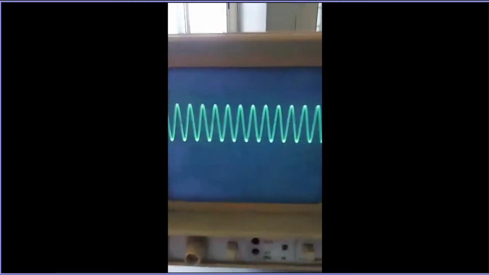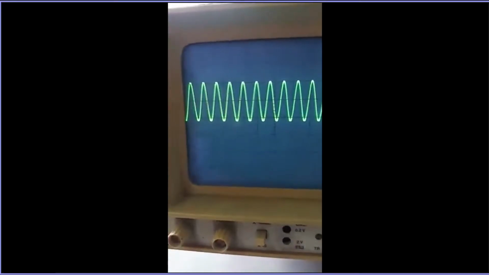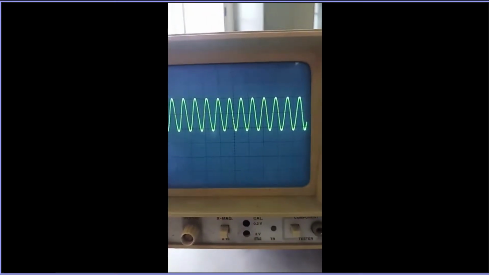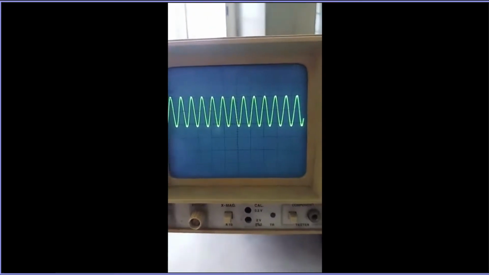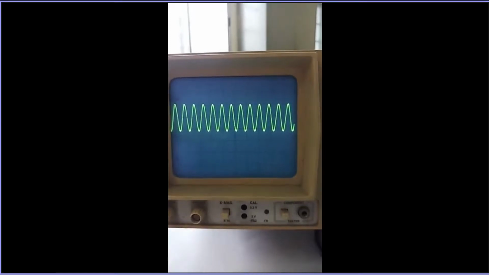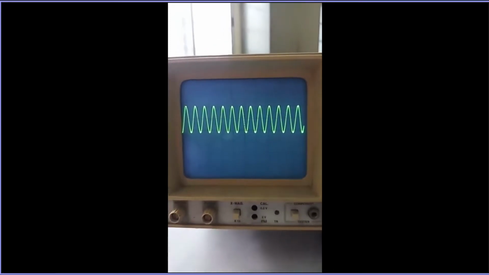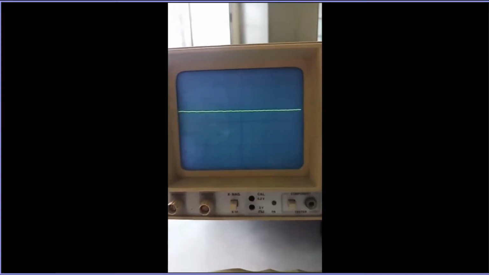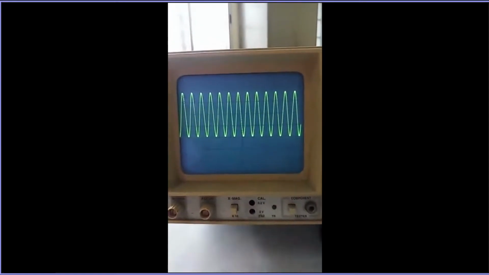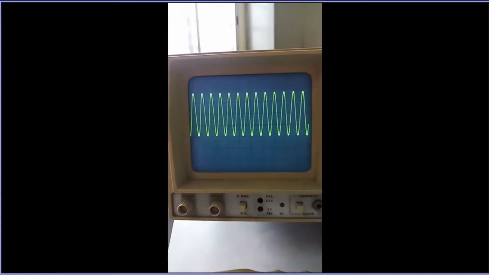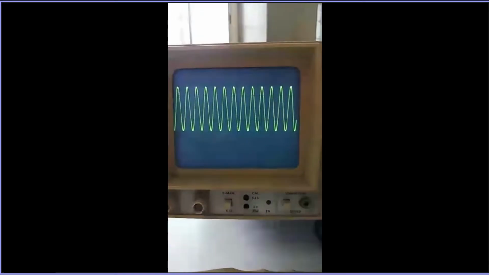So this is second order, 6.5 kilohertz, which is the cutoff frequency. And now I'm going to show you fourth order. So this is the fourth order, 6.5 kilohertz, which is the cutoff frequency.